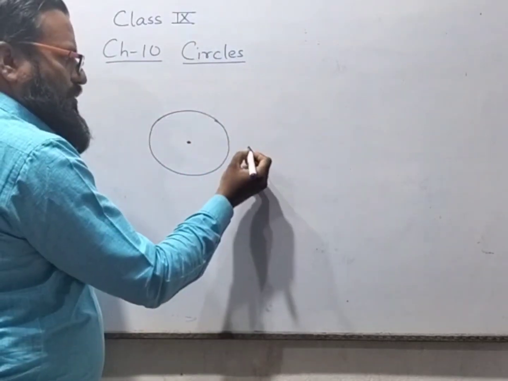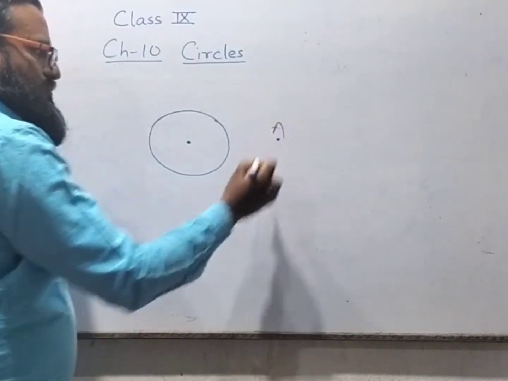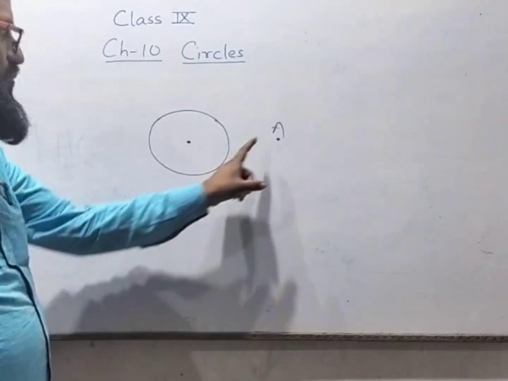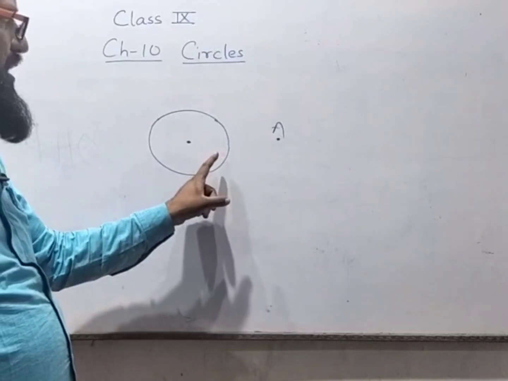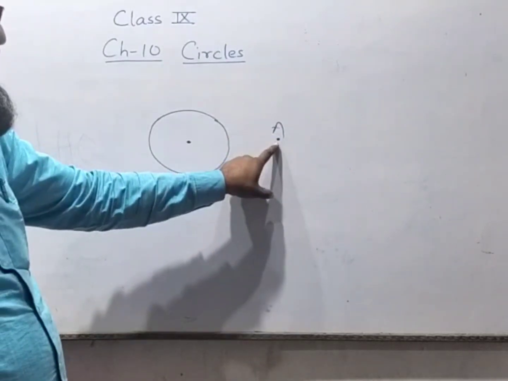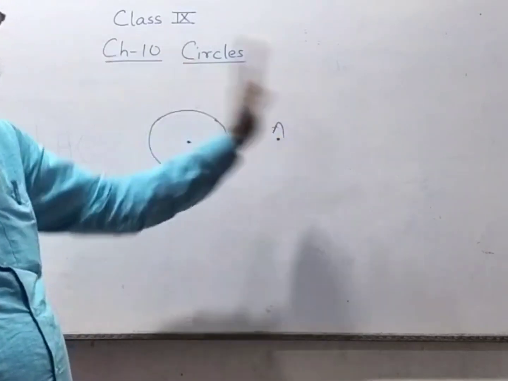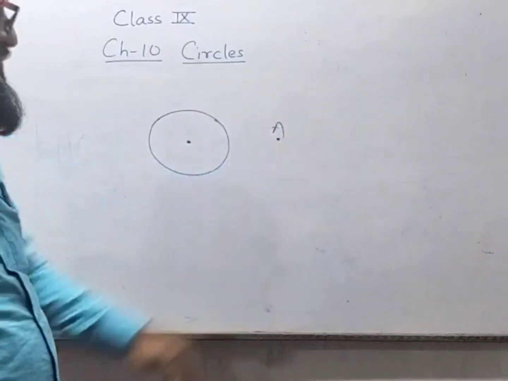अब देखिए, where is this point? This point is in the outer side of the circle, exterior region. This point is located in the exterior region. Exterior region, you understand? Exterior region.